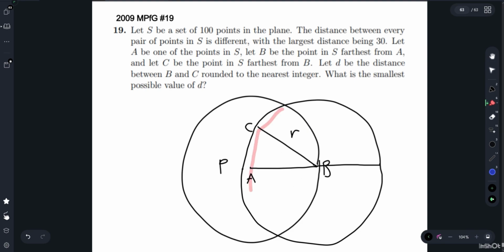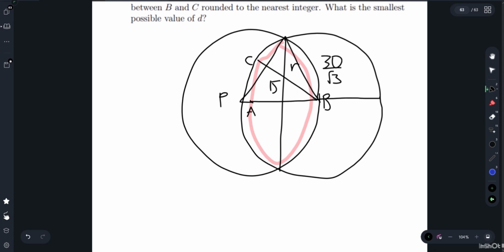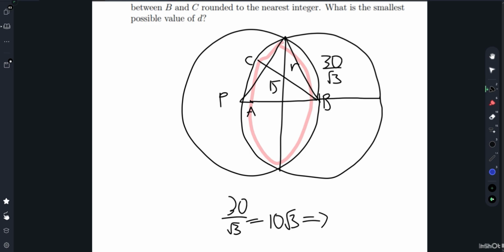And so this is our area right here, and the two farthest points in this area are these two points. Since this is an equilateral triangle, this is 15, so this is 30 over root 3 as the radius. And we want to find the smallest possible value of D. So 30 over root 3 is equal to 10 root 3, and root 3 is 1.71 rounded, so that's 17.